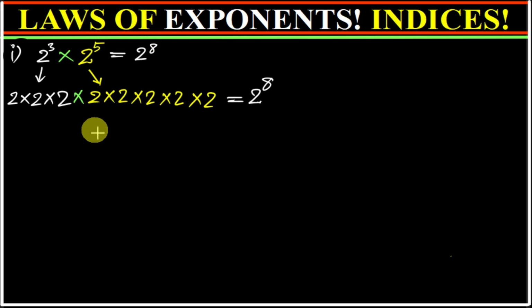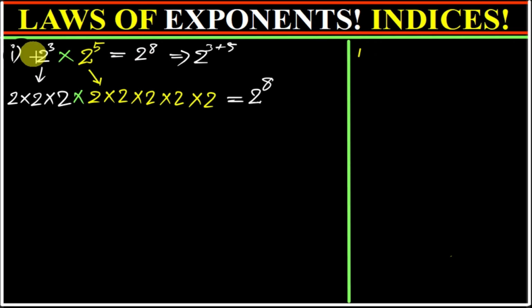In the same way, if we have any exponents in multiplication, we can see how we got this 8. Instead of doing all these things, we can simply add the powers. So we can say 2 raised to the power 3 plus 5, that is 2 raised to the power 8. This is the first law of exponents.